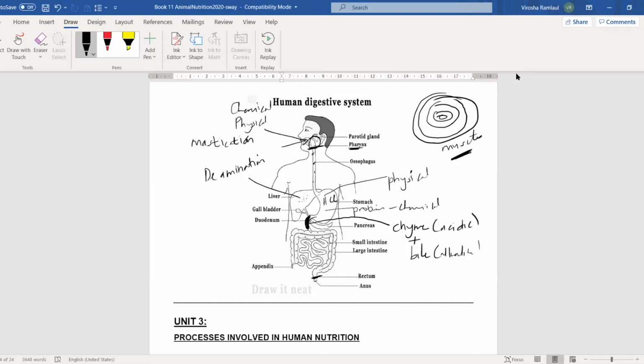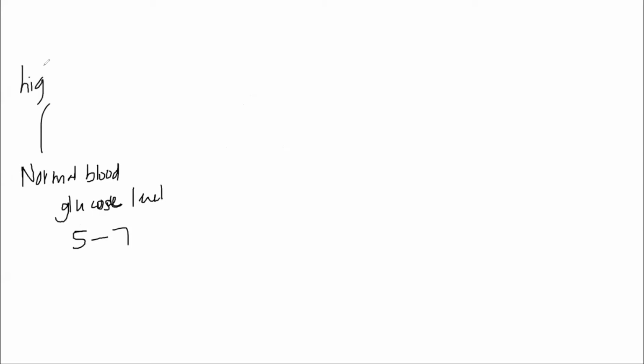Let's move to the pancreas. The pancreas is extremely, extremely important. If I'm going to just now move to my whiteboard, it's something you need in matric. So you have a normal blood glucose level, and your normal blood glucose level is 5 to 7. So when your blood glucose level goes too high, that's because you're eating too much carbs.